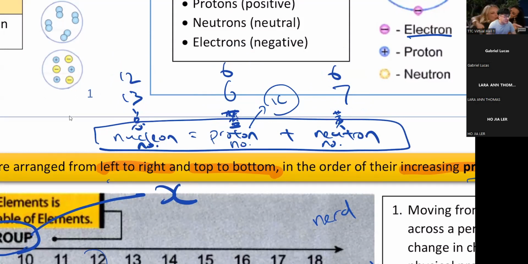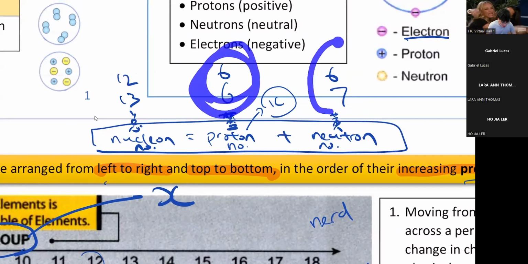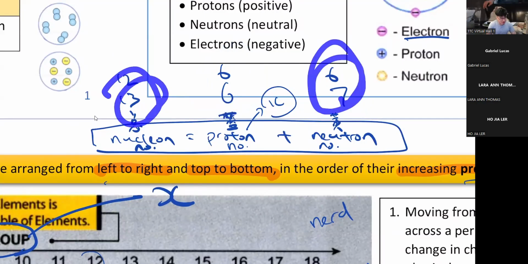Okay, you get what I mean? Yes, Jala, hello, good evening. You're a bit late, so we are halfway through. So as I mentioned, if you have the same number of proton, different number of neutron, you have the different number of nucleon too.